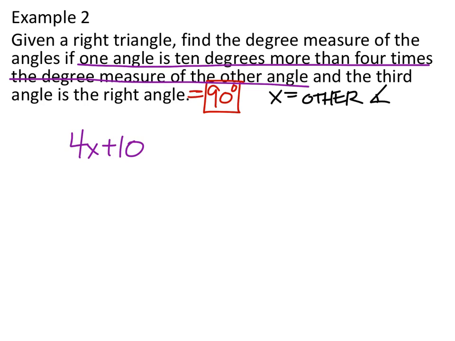Now here's what else we know about the interior angles of a triangle: when we add them all together, we get 180. So right now, I know one of my angles is 90 degrees. Another angle is 4x plus 10 degrees. And then the other angle is x degrees. When I add these together, I get 180 degrees.